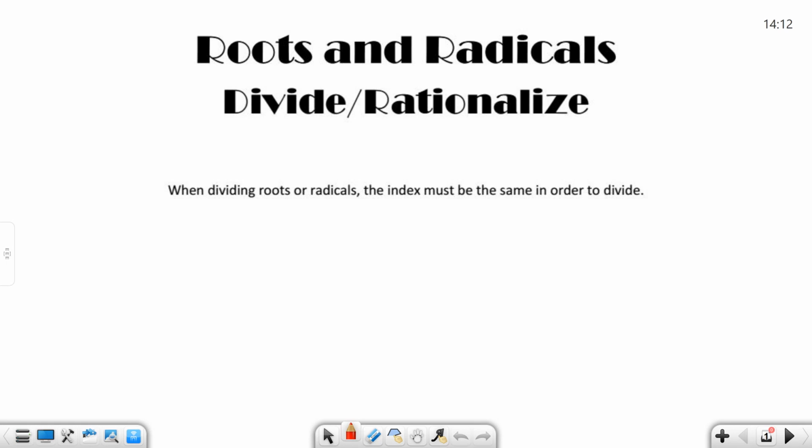Roots and radicals. Divide/rationalize. When dividing roots or radicals, the index must be the same in order to divide.